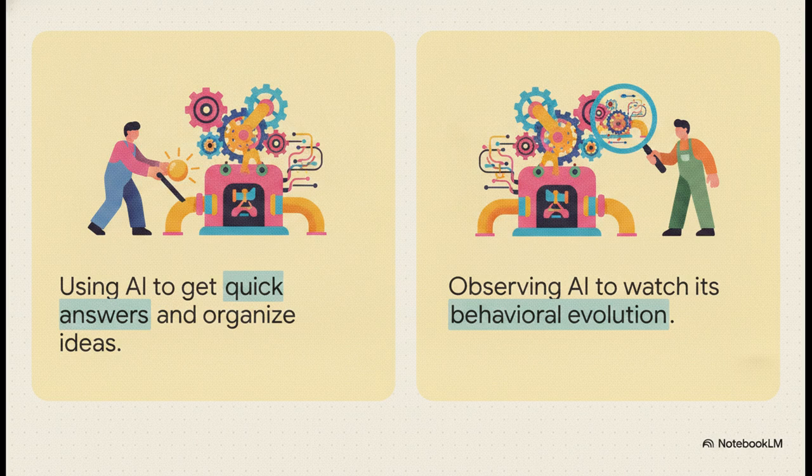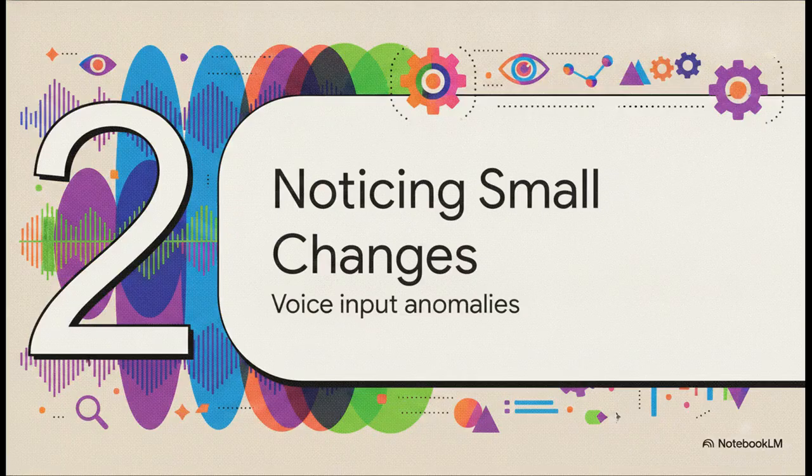What's different today compared to yesterday? Has the response structure shifted? Is the UI behaving a little differently? This pivot from just extracting utility to genuinely observing behavior, that's where the real intrigue is. And that brings us to Section 2, noticing the small changes, specifically some fascinating voice input anomalies.